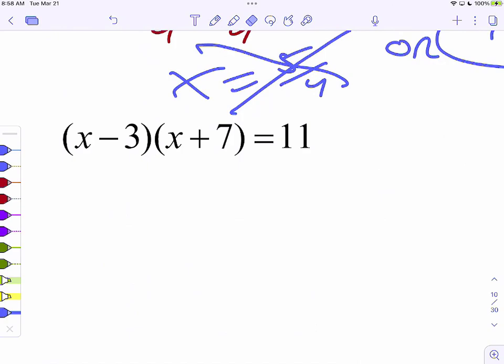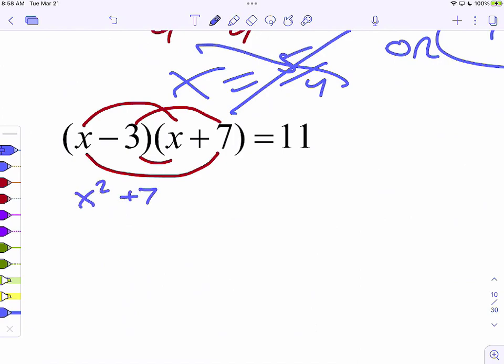No one's got any ideas. Now, what do you think? Do FOIL? Yeah, here you have to do FOIL. On that other problem we did, we said don't do FOIL. But on this one, we have to do FOIL. We have to multiply this thing out, then move over the 11, then factor it. It won't factor into the same thing.